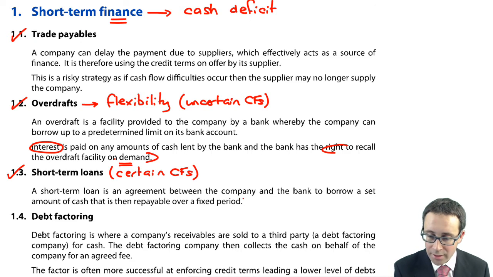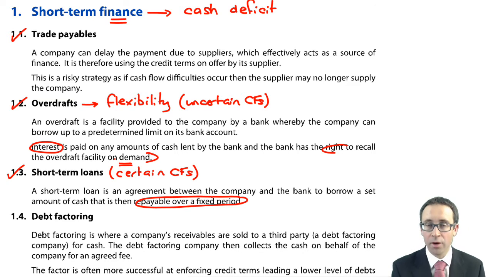The reason being there is that your short-term loan is repayable over a fixed period. If you know when you have to pay back that loan, you want to make sure that you have the certainty of the cash inflows coming in to be able to pay off that loan. If you have uncertain cash flows, you may not then have the cash to be able to pay off the loan as and when it is required. Okay.